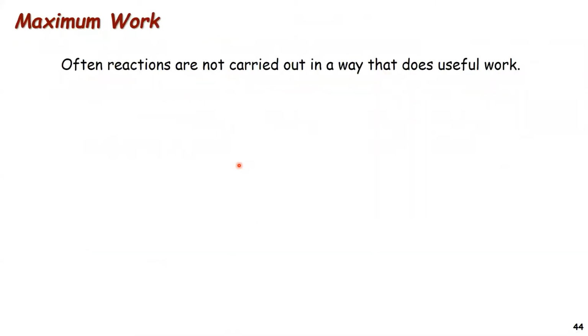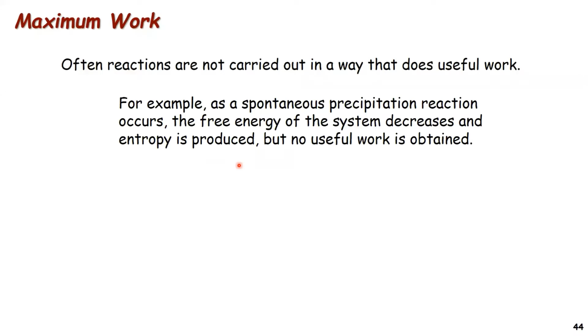Okay, now I want to talk about maximum work. So I keep calling this thing the Gibbs free energy. Well, that is the amount of energy from that chemical reaction that is available to actually do work. For example, when a spontaneous precipitation reaction occurs, the free energy of the system decreases and entropy is produced, but no useful work is actually obtained. So no useful work is obtained from a precipitation reaction.